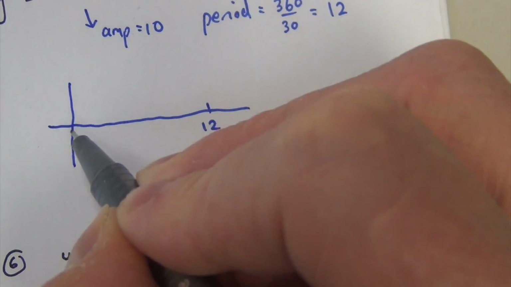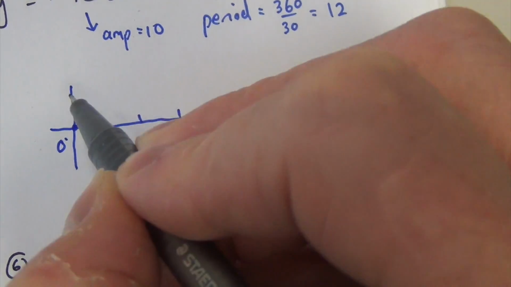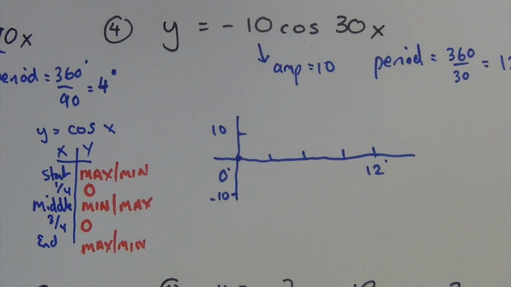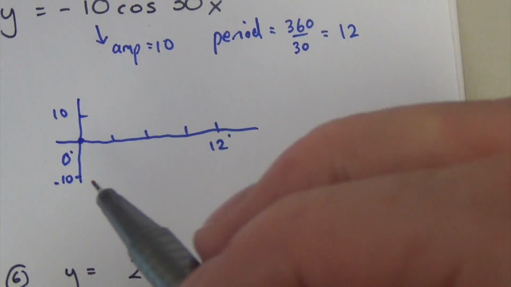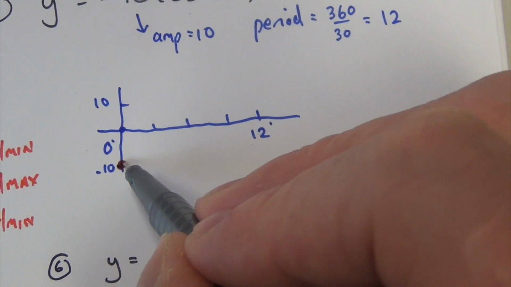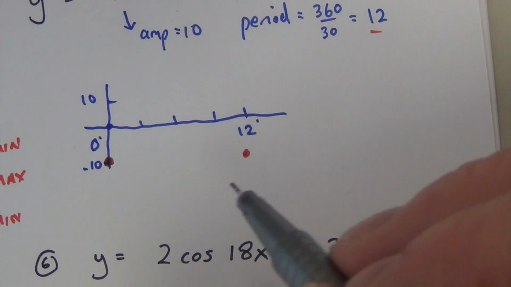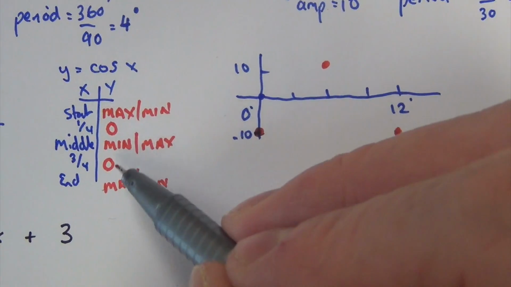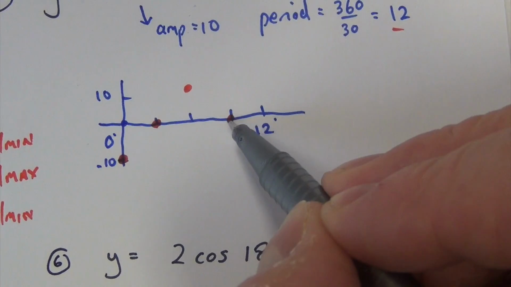Draw the axis now, so 0 to 12 degrees, split it into 4, and then amplitude 10 and negative 10. Don't have to do too crazy. We know it's a negative cos, so therefore it's going to start at the minimum, and the minimum here is here. Wherever it starts, it finishes, so 12 will be a minimum, and then halfway is going to be a maximum. Quarter and 3/4 are both zeros, so we got a 0 there and a 0 there.